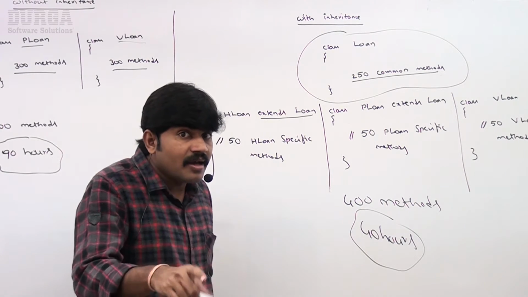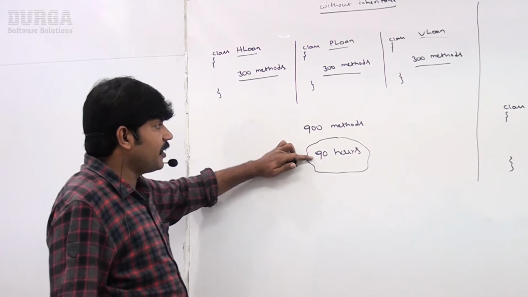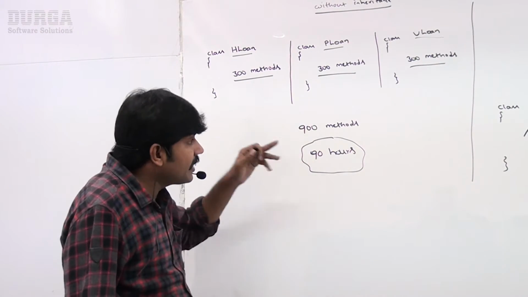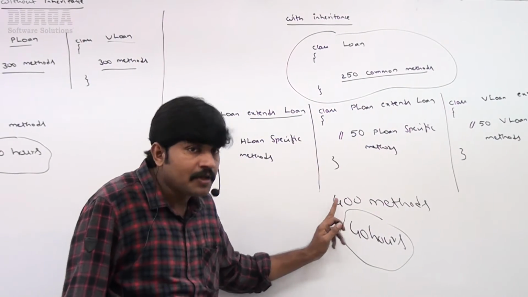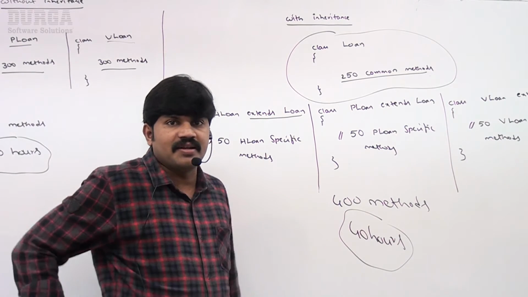But earlier, without the inheritance concept, how much time did I spend? How many methods did I write without inheritance? 900 methods I wrote, 90 hours of time I spent. But now with inheritance, only 400 methods and 40 hours of time. That is the power of the inheritance concept.